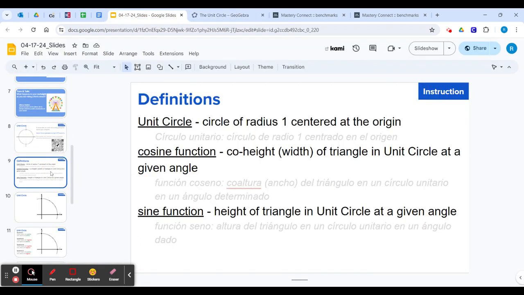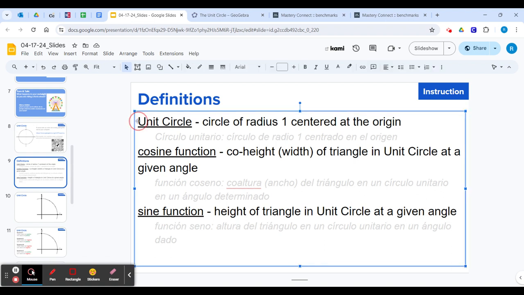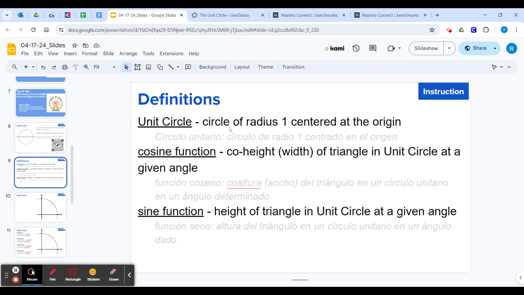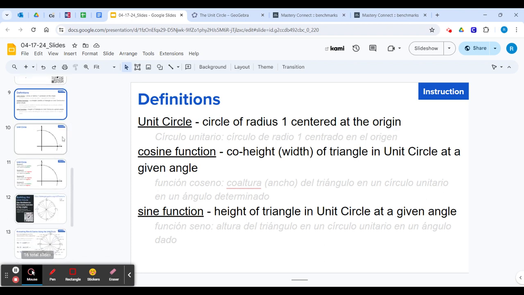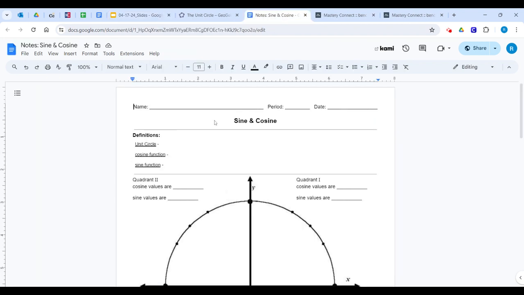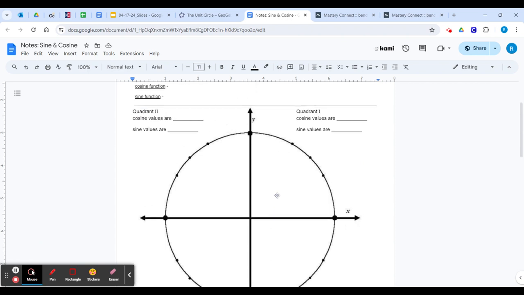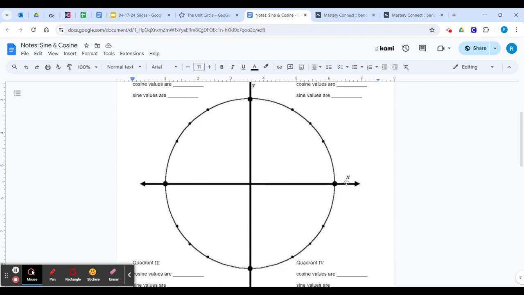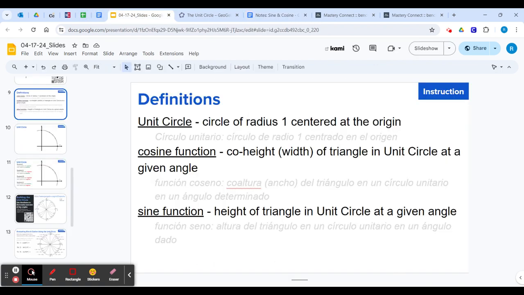So before we do any exploration or playing around, we do want to define a few things. The first thing is probably that new word, the unit circle. And this is just going to be a circle of radius 1, and it's going to be centered at the origin. If you look at your note sheet here, you can see that this is what's portrayed here. Centered at the origin, we have our x-axis, our y-axis, and we have a circle surrounding it.